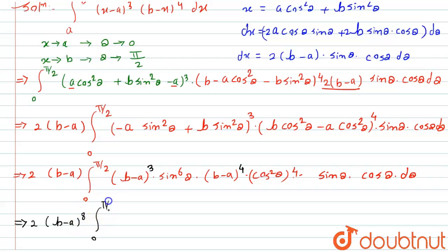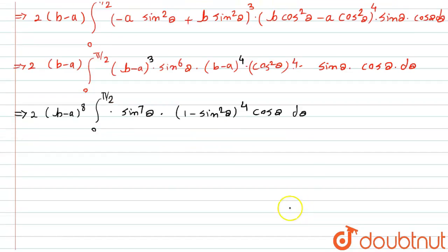Integration from 0 to pi by 2. Here sine raised to 7 of theta will remain. This one sine theta gets added here, so obviously the powers will be added: 6 plus 1 will become 7, right? Into, now in the place of cos square theta, we will say (1 minus sine square of theta) raised to 4, into cos of theta d theta.